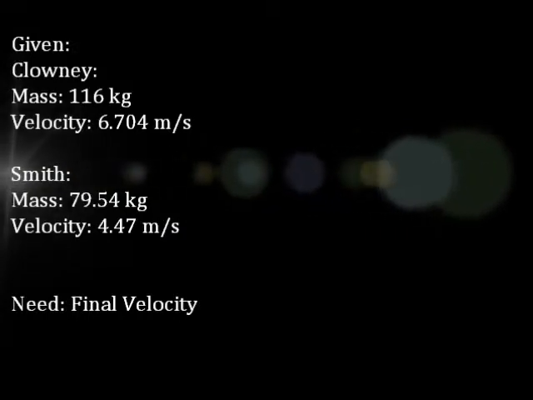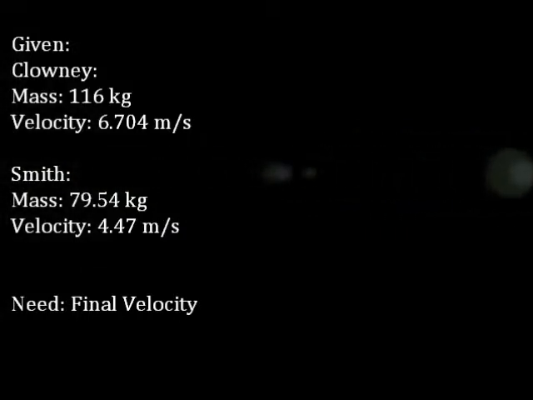We are given Clowney's mass, which is 116 kilograms, and an initial velocity. Since he is moving to the left, we are going to make this a negative number. Smith has a mass of 79 kilograms. Since he is moving to the right, we are going to keep his velocity a positive number. With this information, we want to calculate the final velocity of both players.